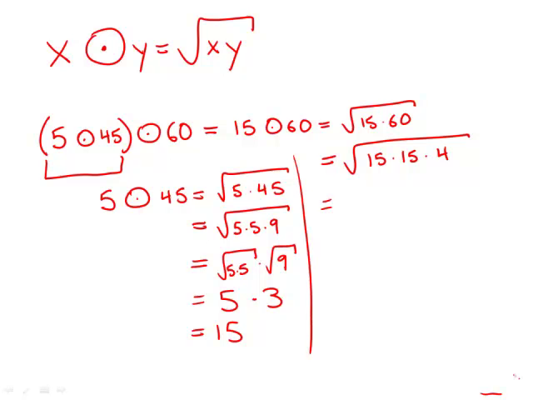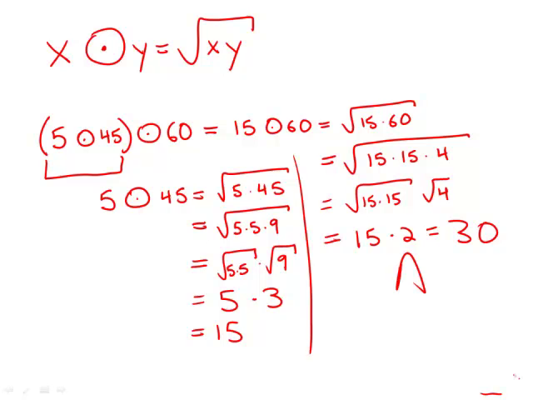And now I'm going to split it up again, just the way I did last time. Square root of 15 times 15, I don't even need to know what that is, times the square root of 4. The square root of 15 times 15, whatever that number is, would just be 15. The square root of 4 is 2, and 15 times 2 is 30. This is answer choice A.